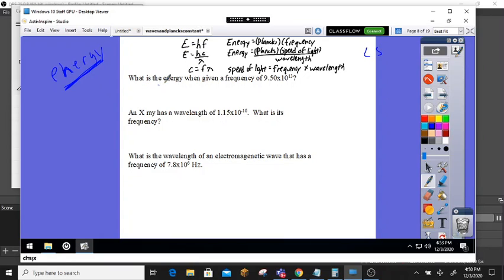So let's look at the first one. What is the energy? There it is. So it's going to be one of these two formulas when given a frequency of that. So out of these two formulas, which one has frequency? The first one. So this is my formula, E equals H times F. I'm going to space these out because these numbers start getting kind of big. H, 6.62 to the negative 34. They're giving me the frequency, 9.50 times 10 to the 13.